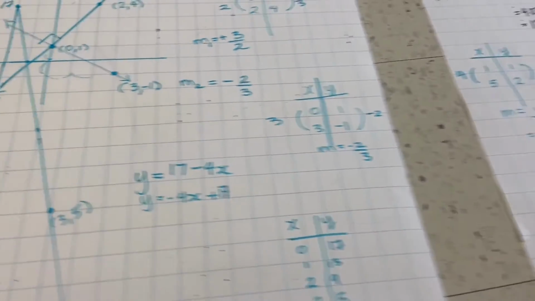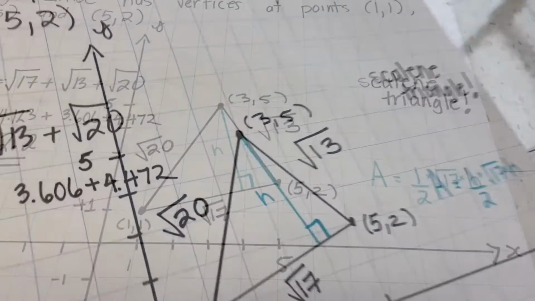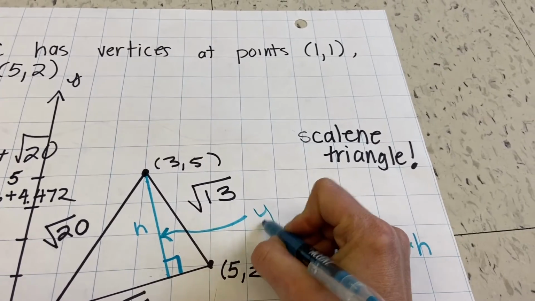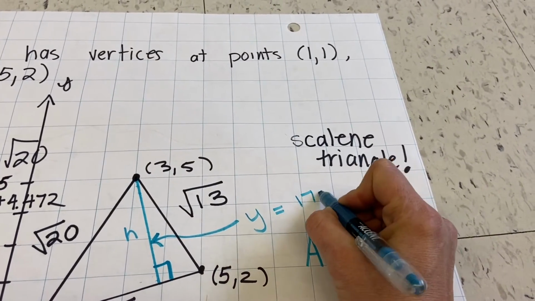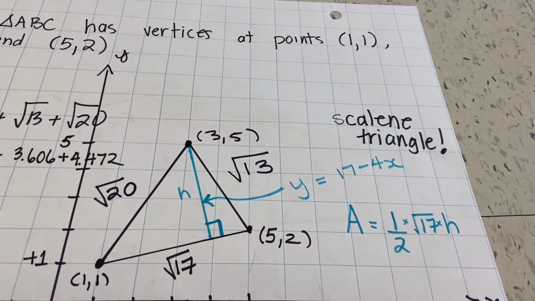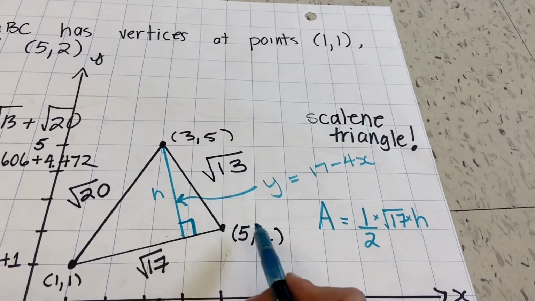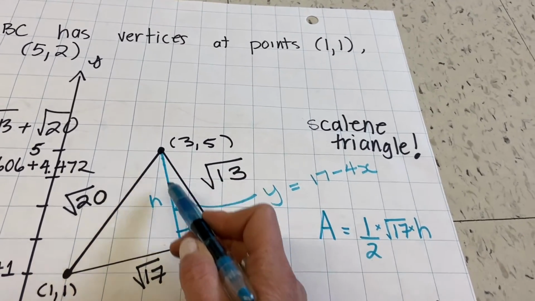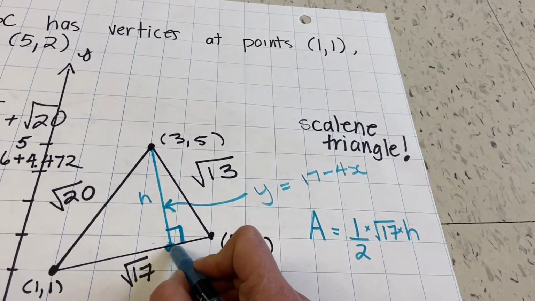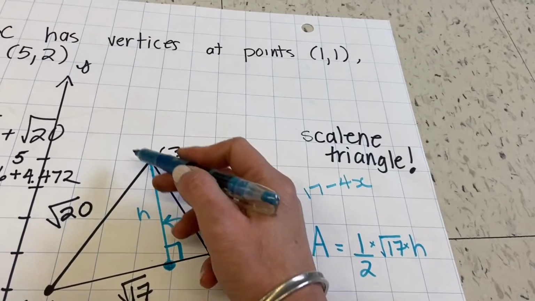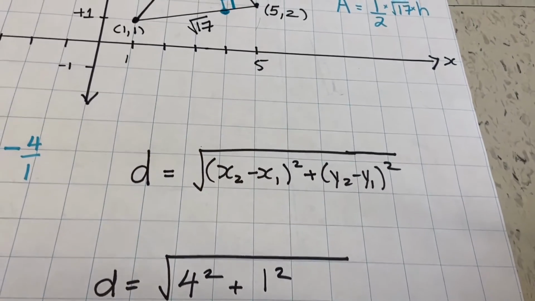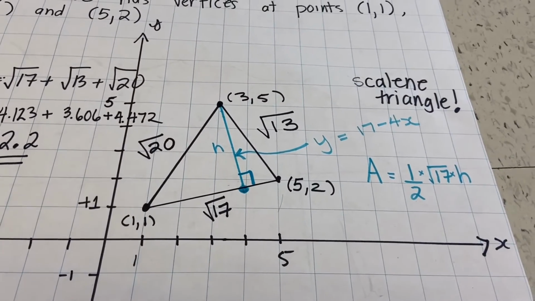That is my equation of this line. This line right here, this height, has equation y is equal to 17 minus 4x. Now, it'd be great if I found out this equation for this line, because then I could find out where the blue line and the base intersect. So I could find this point right here. Because once I know this point, I can determine how long the distance of this line segment is using this formula. And then I can find out how big that height actually is.